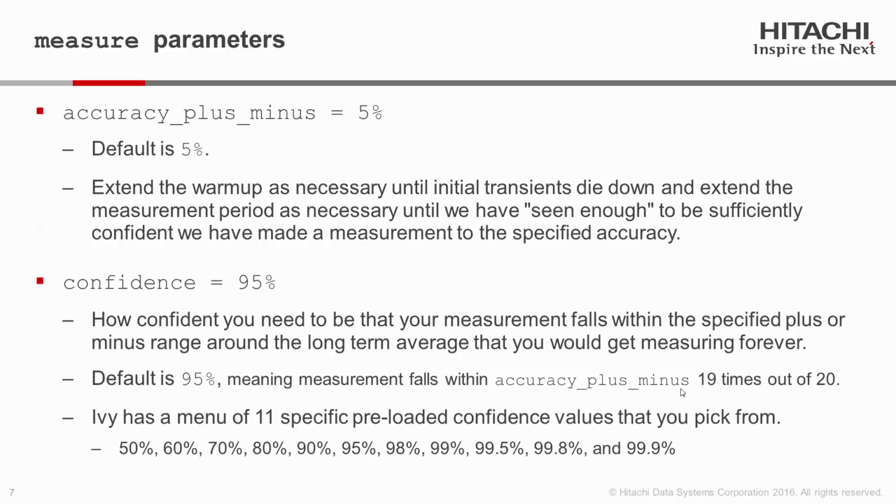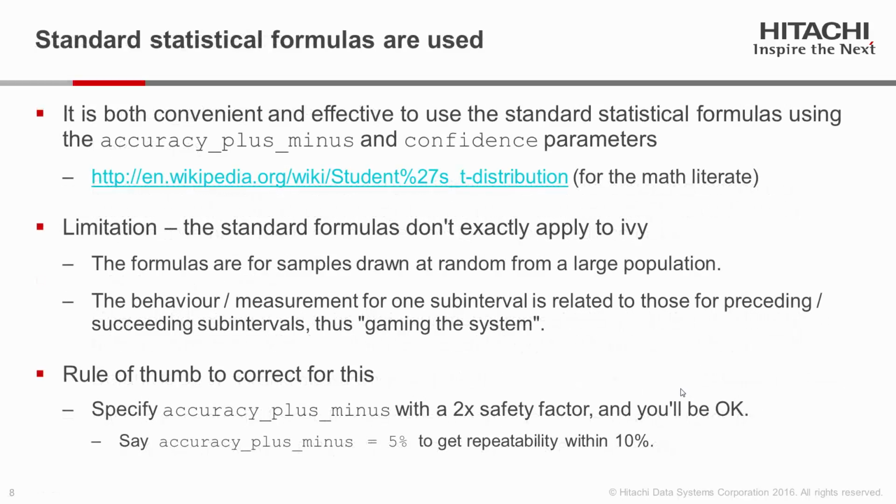Okay, so these are part of the standard statistical formulas that all scientists use when they're making observations. And it's both convenient and effective to use these standard statistical formulas. You can click on this link here to get a complete description of it. It's for the math literate. And I would say that the one thing where the scenario using Ivy doesn't fit the assumptions made in the formulas is that the formulas are for samples drawn at random from a large population.